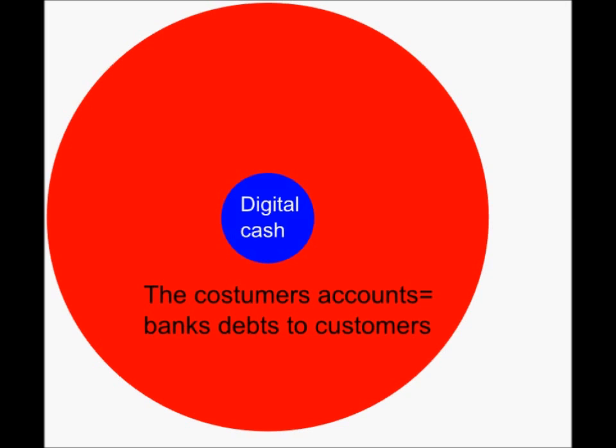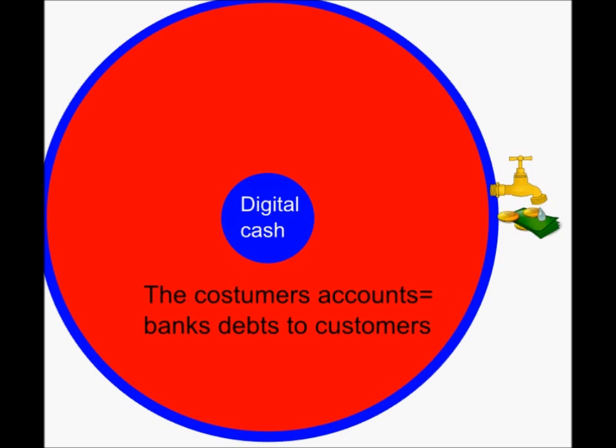The next tier consists of banks' debts to customers. The customer's account is always the bank's debt to the customer, that the bank can pay in physical cash, for instance through ATM machines. Hence, this tier isn't really money. The third tier of money is physical cash. Banks can only pay back their debt to customers in the form of notes and coins. Notes and coins are also a form of central bank money, just as the digital cash at the core.